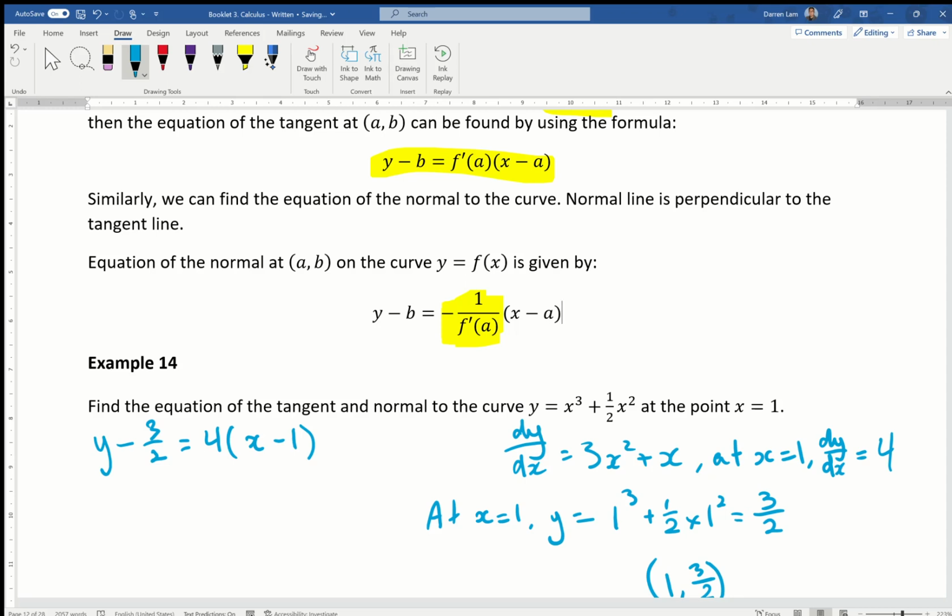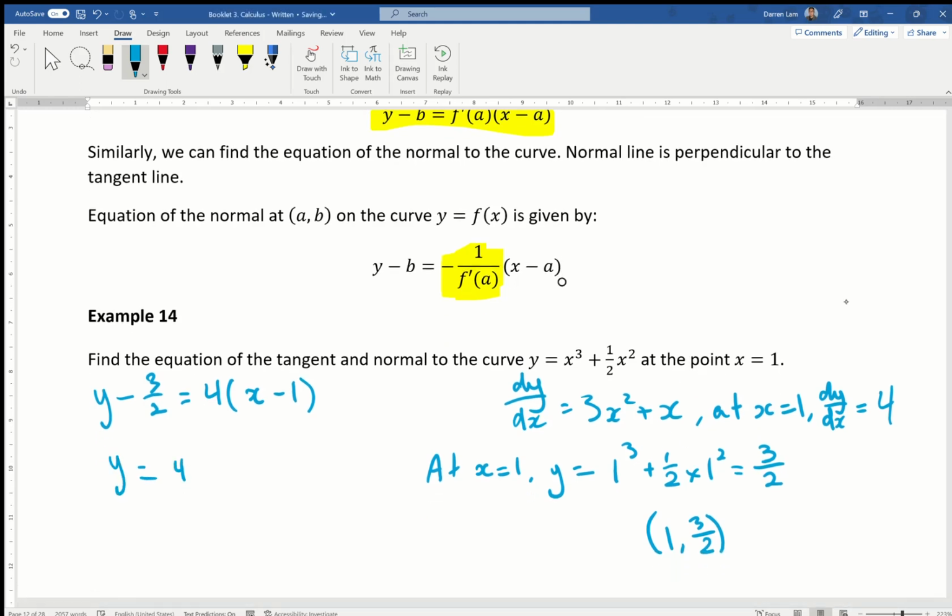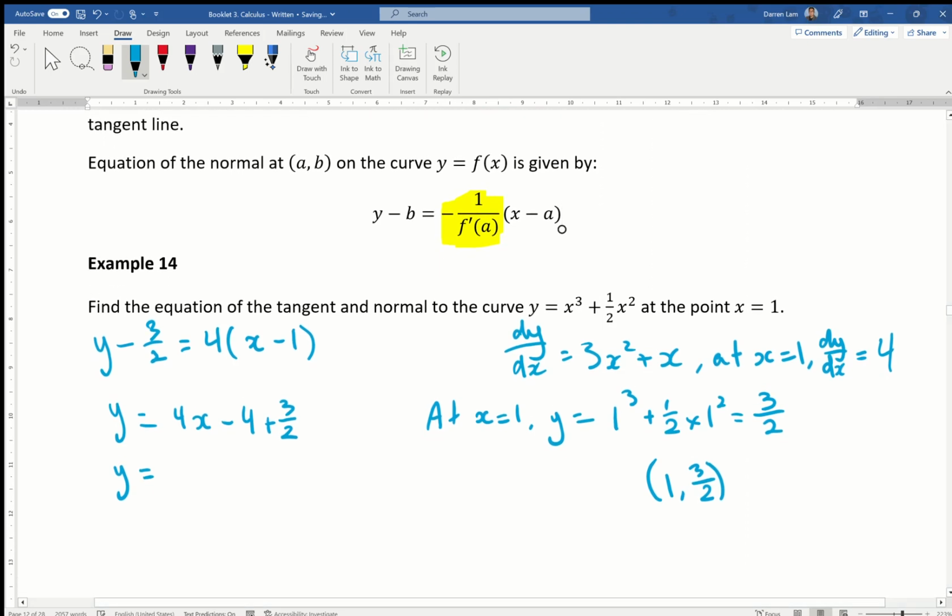If the question just says to find the equation of the tangent, that will suffice. That is a valid equation of a tangent. It does not specify it needs to be in gradient intercept form. But if you would like it to be in gradient intercept form, of course we just transpose it. We get y equals 4 bracket. You know what? I'm going to expand it. 4x minus 4 plus 3 over 2, which would give us y equals 4x, and that's negative 4 plus 1.5, which gives us negative 2.5, which I know is negative 5 over 2.